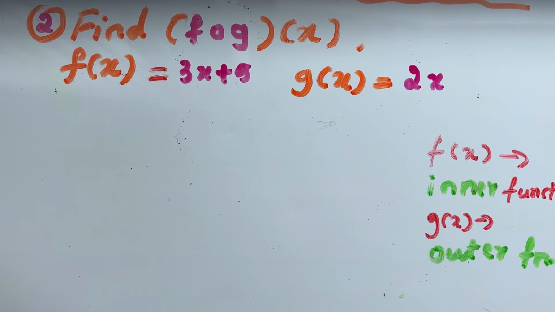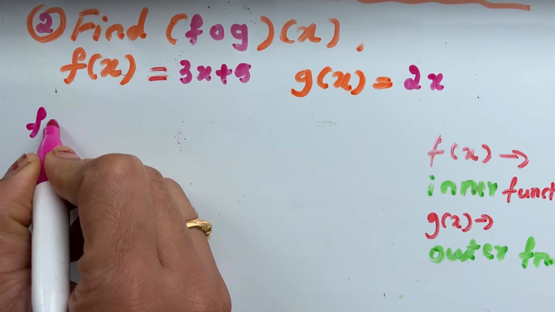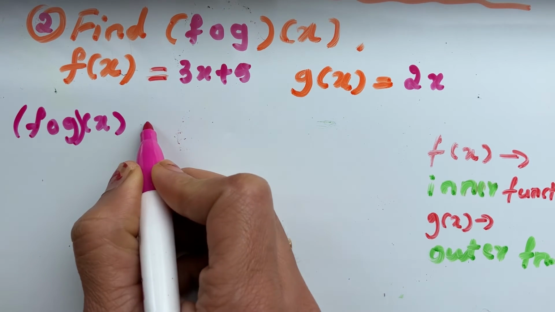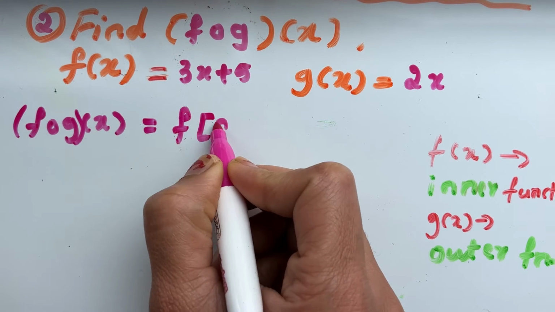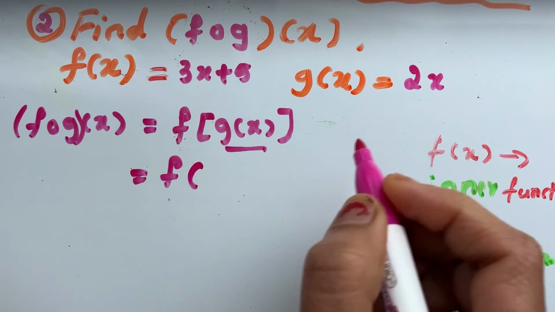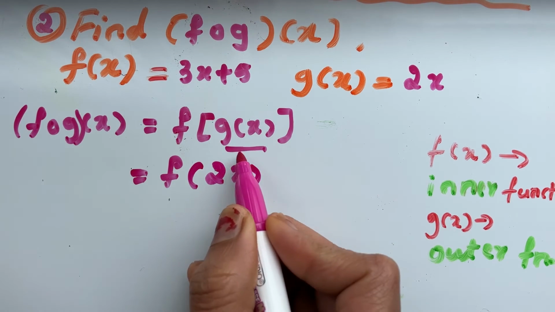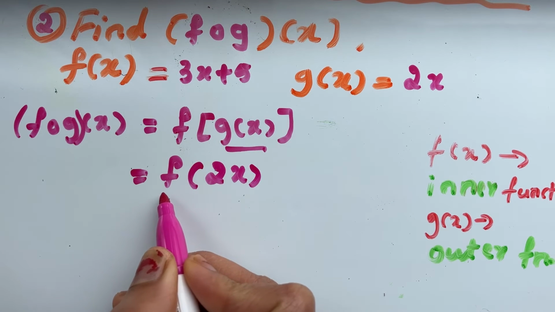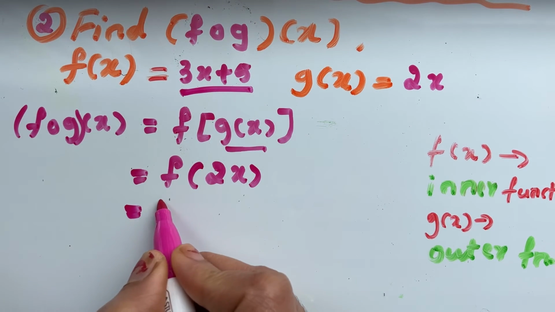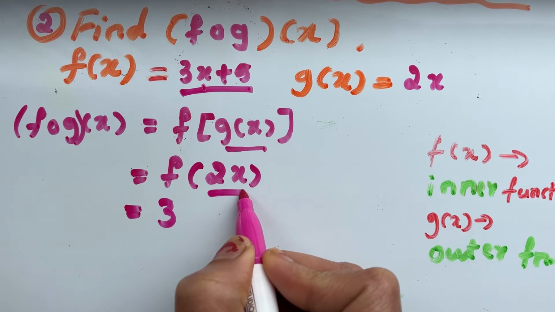My second question: find f composition g of x where f of x is 3x plus 5 and g of x is 2x. This can be written as f of g of x. Here the inner function is g of x. Put the value of g of x, which is 2x. Now we are sending this 2x through f of x. We know that f of x is 3x plus 5. So in place of x, you have to replace 2x.